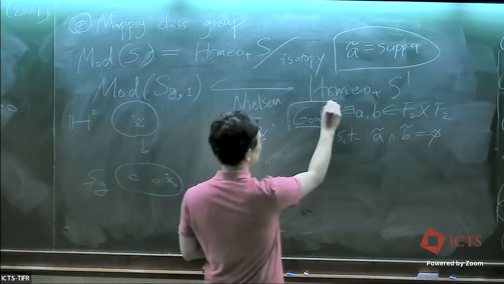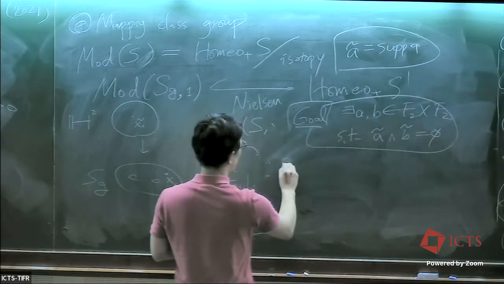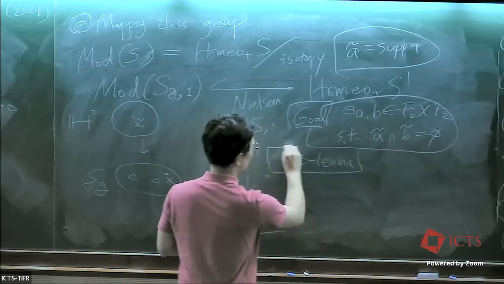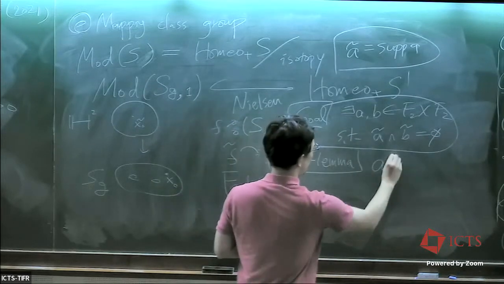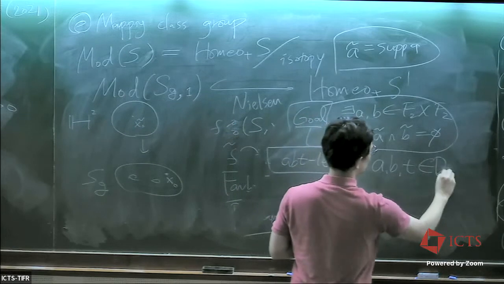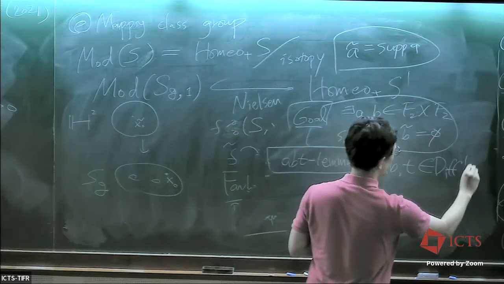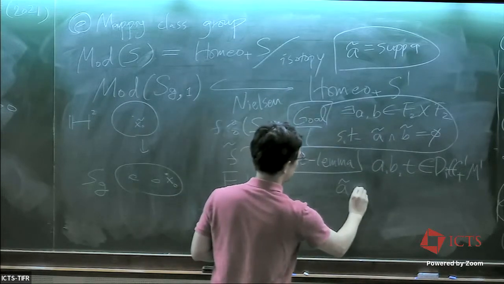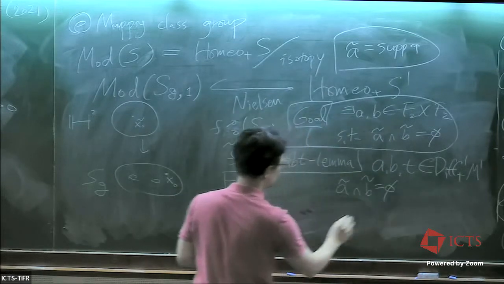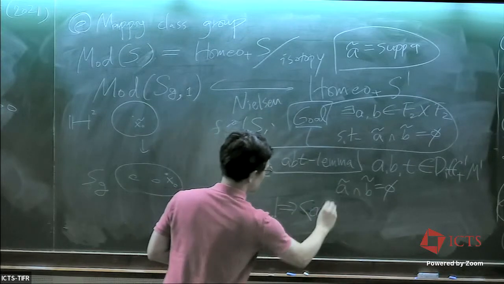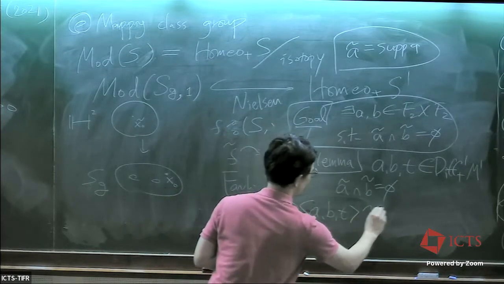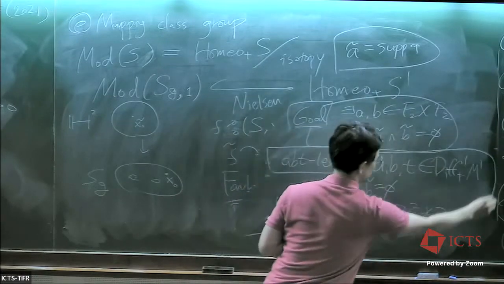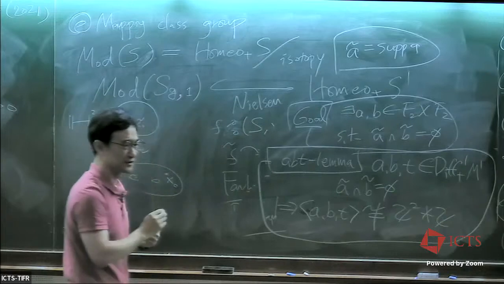So once you achieve this goal, then you can apply the so-called ABT lemma, which is for C1: if A and B of T are diffeomorphisms of compact one manifolds, and if A tilde and B tilde are disjoint, then the group generated by them can never be isomorphic to Z2 star Z. So this is the separate lemma that we use.